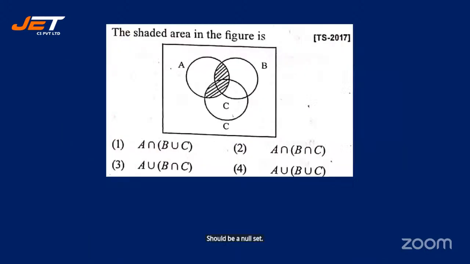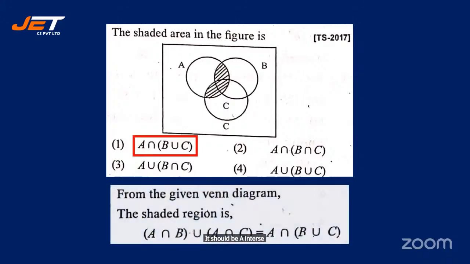Next, the shaded area in the figure is dash. A intersection B union C, or A intersection B intersection C, or A union B intersection C, or A union B union C. So quickly give me your answer, students. It should be A intersection B union C.